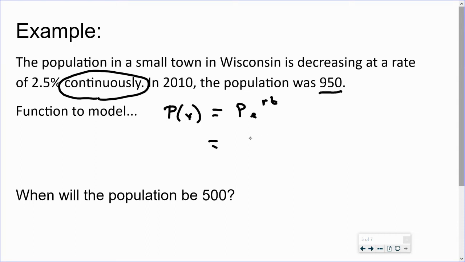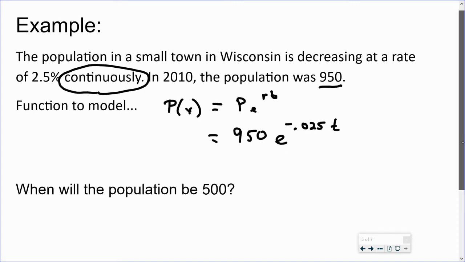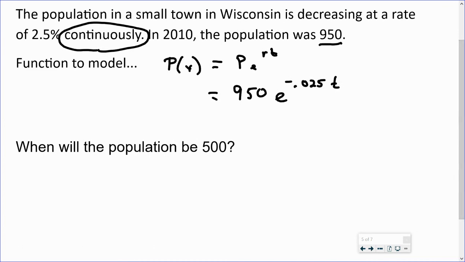So originally the population was 950. The rate is it's losing 0.025 to the t power. Okay, now the question ends up being how many years will it take for it to be 500? So 500 is equal to 950 e to the negative 0.025 t. First thing I want to get rid of is that 950.